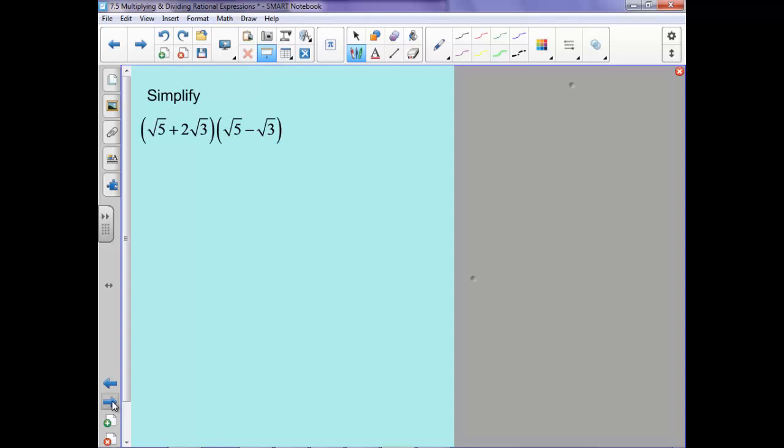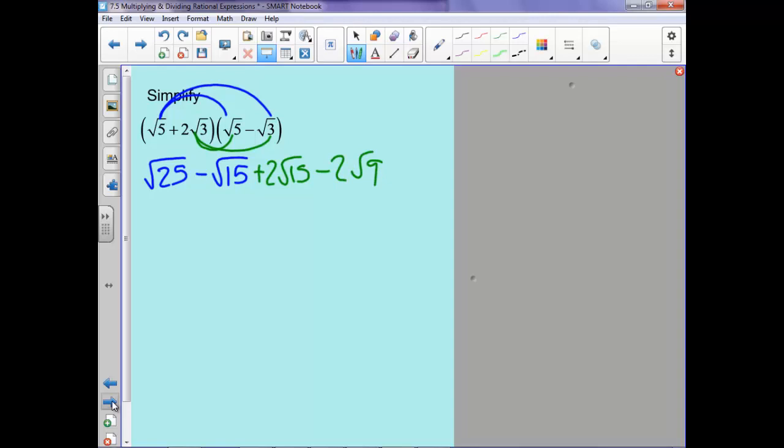So this is the same idea. We're going to distribute. So root 5 times root 5 is root 25. Root 5 times root 3 is negative root 15. 2 root 3 times root 5 is 2 root 15. And then when we multiply these two, we'll have minus 2 root 9. Root 25 is 5. Remember, there's a 1 here, so when we combine these two, we'll have a positive root 15. Minus root 9 is 3, so we'll have 2 times 3.